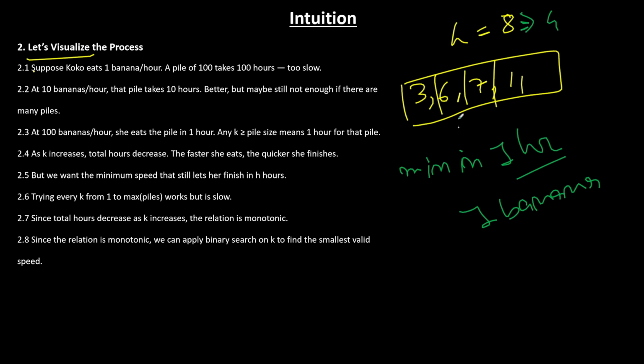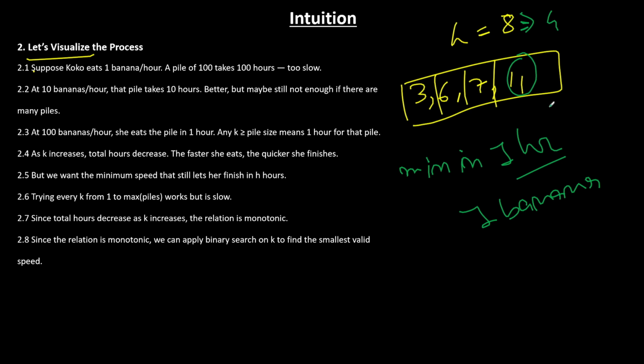Most basic thing, you will look for the maximum number of bananas in a pile, right? So here, you can see 11 has the maximum number of bananas in a pile. Eating this per hour, it will take 1. So it will also take 1 because it is less than 11. It will also take 1. It will also take 1. Therefore, in 4 hours, Koko will be able to complete eating all the bananas from the piles within the given h hours.